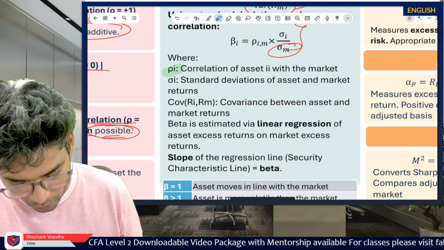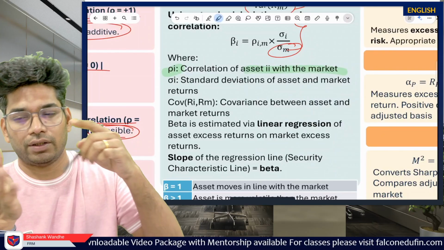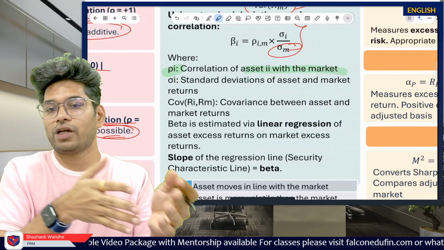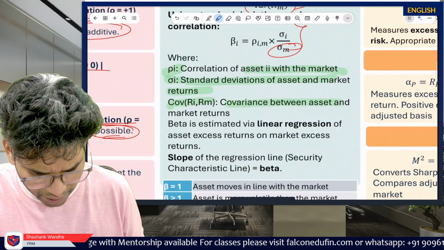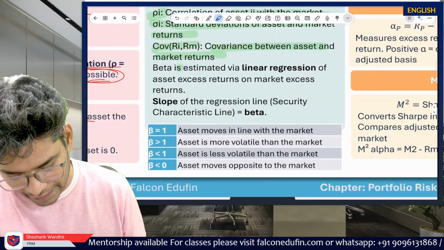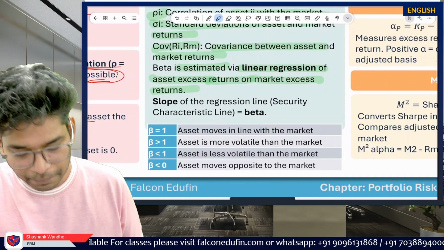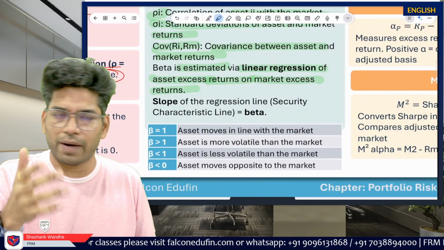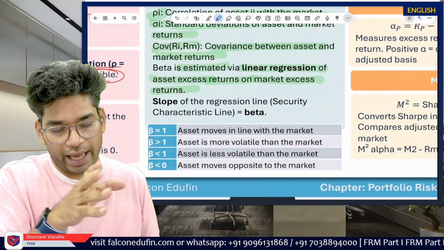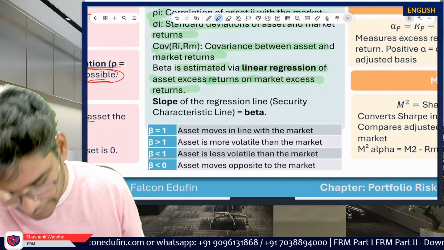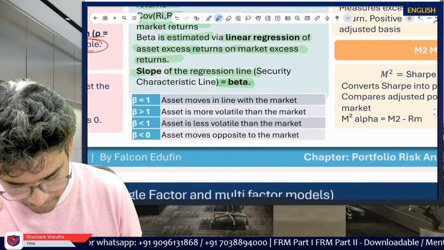Okay, now here the correlation of the asset I is equal to the correlation of the asset I with the market. Then this is the standard deviation. Again, we already discussed what the terms are here. Okay, and the beta is estimated via linear regression of the asset's excess return on the market excess return. Just remember, this is simply the linear regression part. In the one variable regression, we discussed the formula y is equal to a plus b x. That b is the beta. This also gives us the slope of the regression line. Okay, the beta, the security characteristic line.